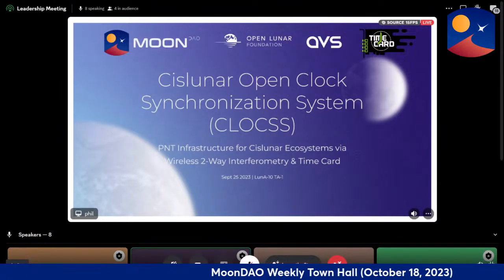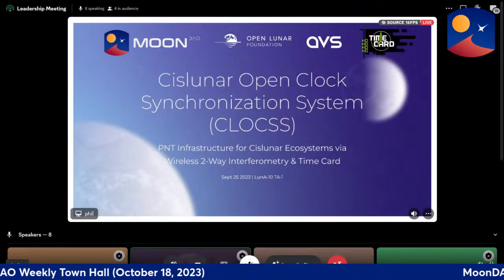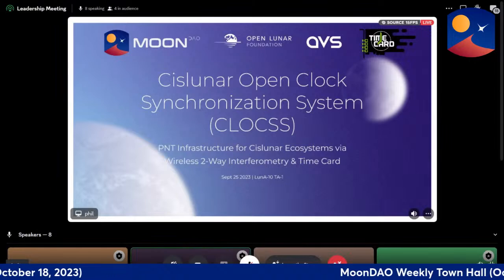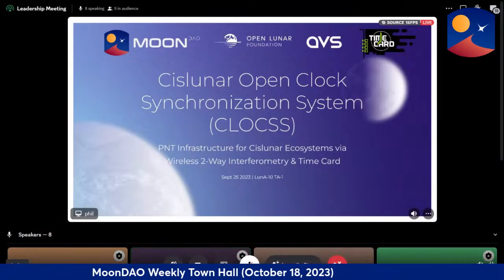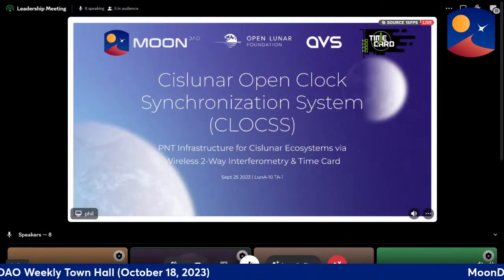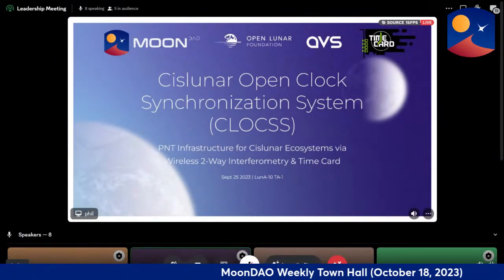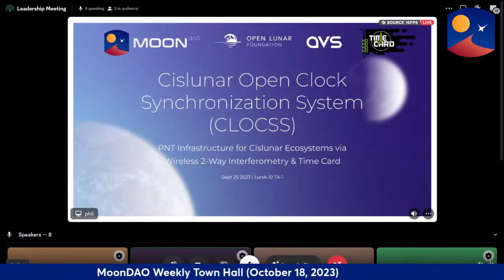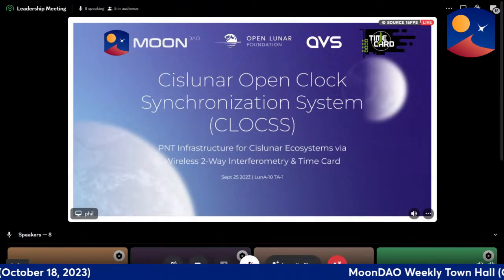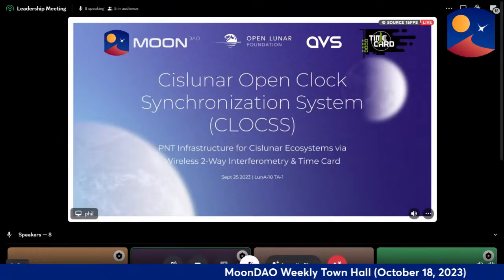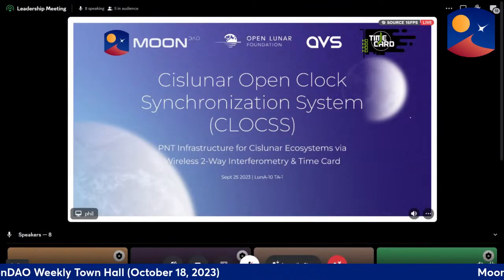So from Moondao, it was me, Pablo, Greg. We had Jacob and Rachel from Open Lunar Foundation, Ramon and Felipe from Added Value Systems, or AVS, Ahmad Bayagawi from the Time Card, which is a part of the Open Compute project, and lots of contributions and help from Nobu Shiga, who is the primary author on all these wireless two-way interferometry things. So just want to give a shout out to everybody else there. I think I forgot some people, but yeah.